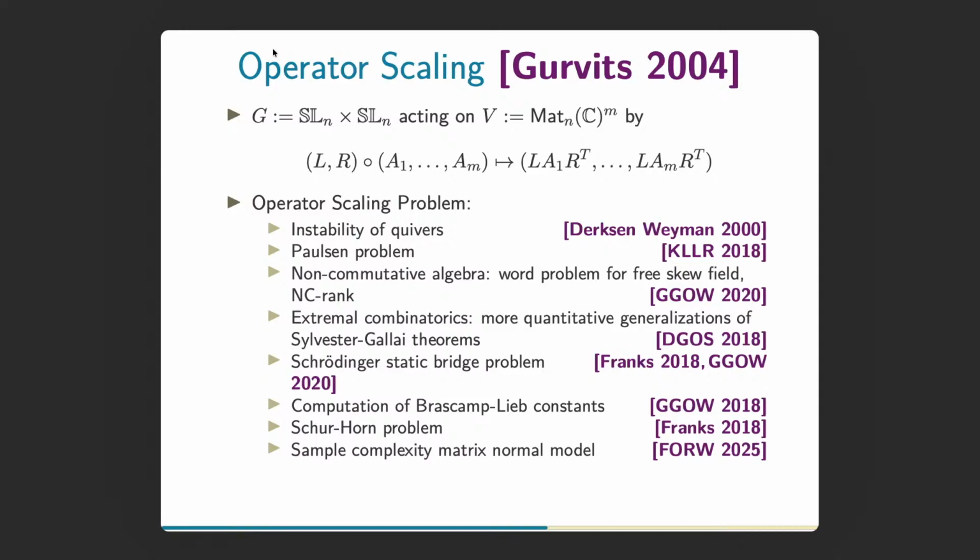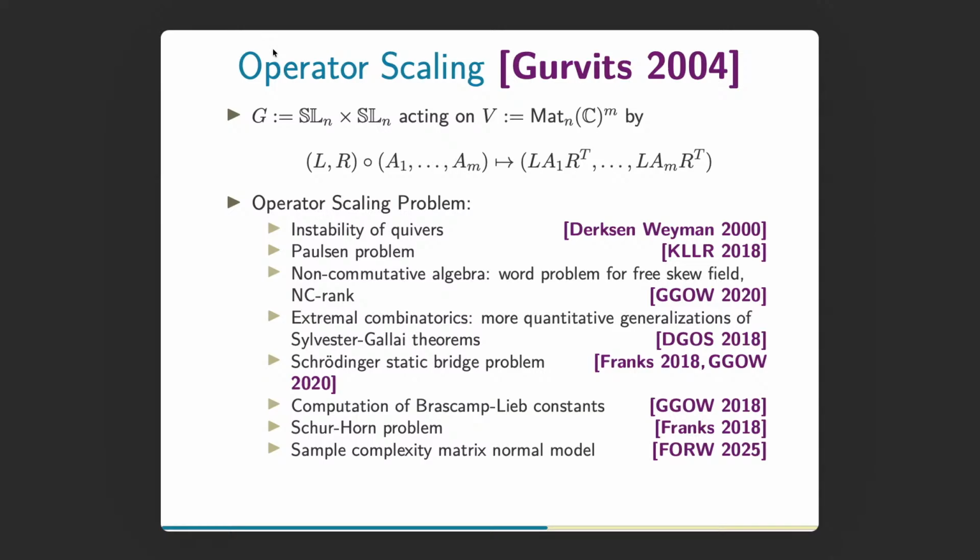And recently we also used this action to give better sample complexity bounds, nearly tight sample complexity bounds, for the matrix normal model. Okay, this was open until recently, and we used this geometric, this optimization perspective, to give a very nice proof of sample complexity bounds for the matrix normal model.